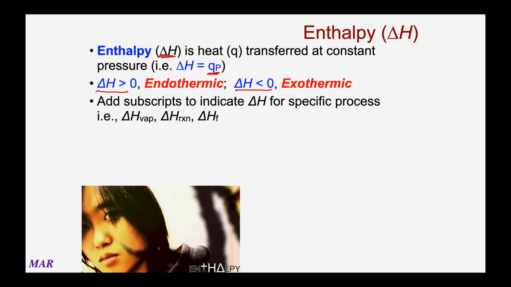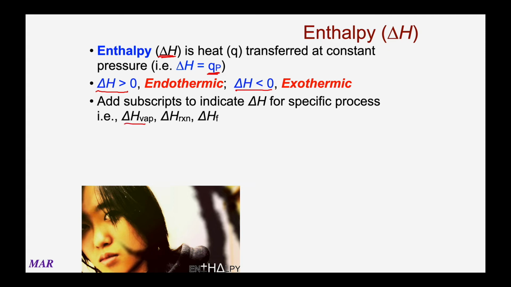Exothermic means that energy is being released by the system. Your delta H is negative. On the other hand, with endothermic, the system is absorbing energy from its surroundings, and delta H is going to be positive. I like to think of a positive delta H as energy going into the system, into the middle part. If you have a negative delta H in exothermic, energy is released from the inside to the outside.